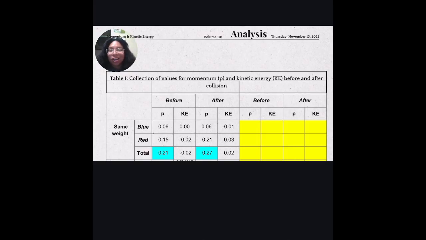So this is our table 1, our collection of values for momentum P and our kinetic energy KE before and after collision. This is the same weight, so we didn't add any additional weight, and it's the same red and blue cars. We used the points that we had gotten in the previous graph. We went ahead and added those points together, and that's how we got the total.